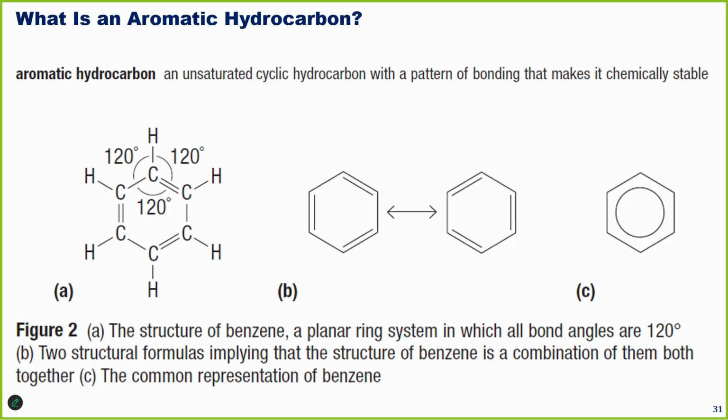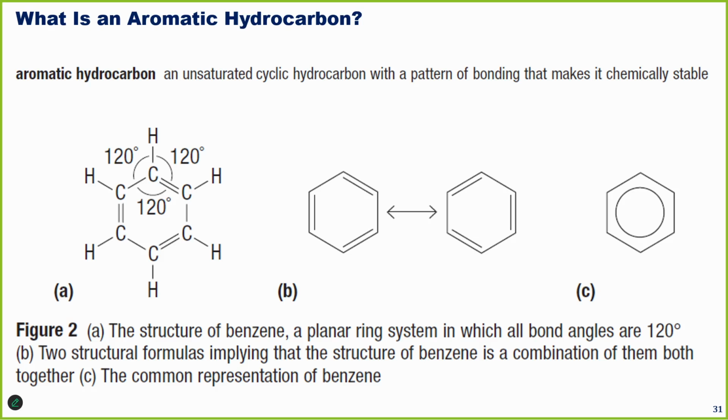So, what is an aromatic hydrocarbon? An aromatic hydrocarbon is an unsaturated hydrocarbon that has a ring structure and a bonding arrangement that causes it to be chemically stable. For example, benzene, or C6H6, is a flat 6-carbon ring with a hydrogen atom bonded to each carbon atom, which is shown here in figure 2. It's the simplest aromatic hydrocarbon.